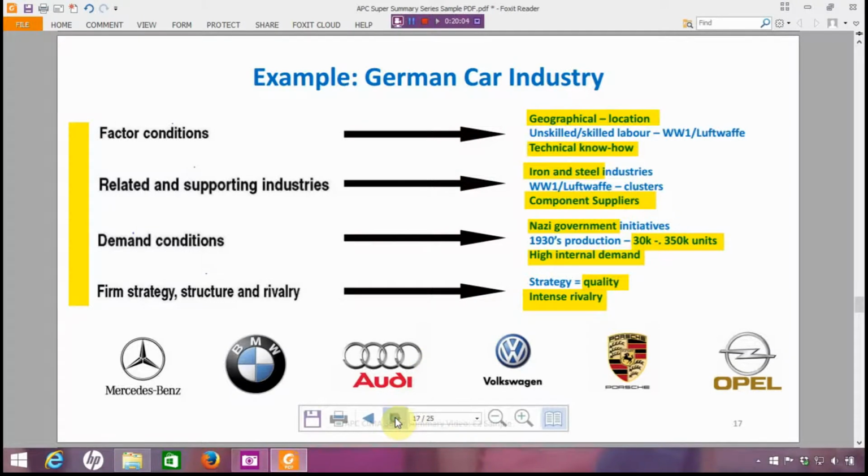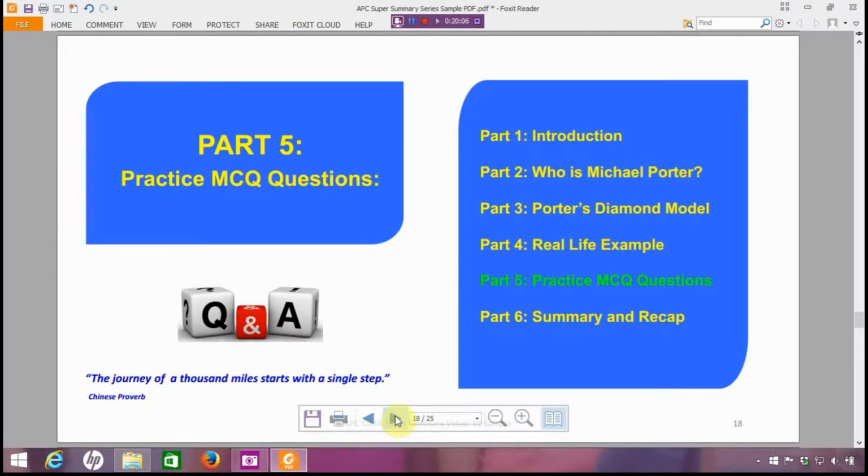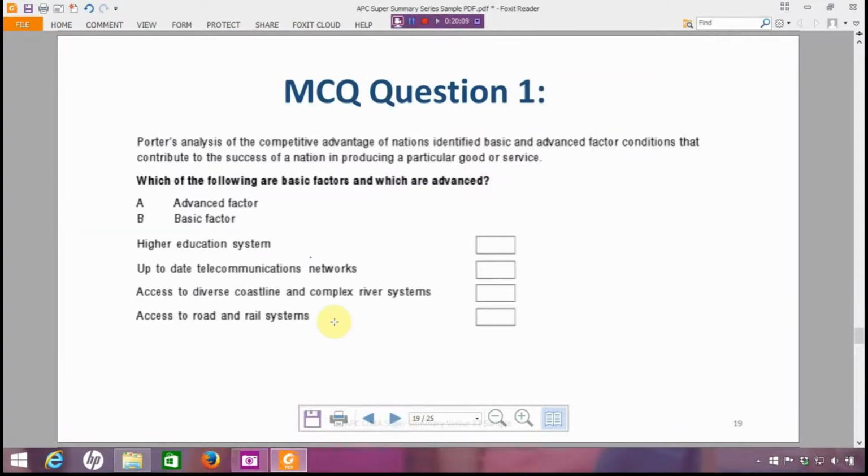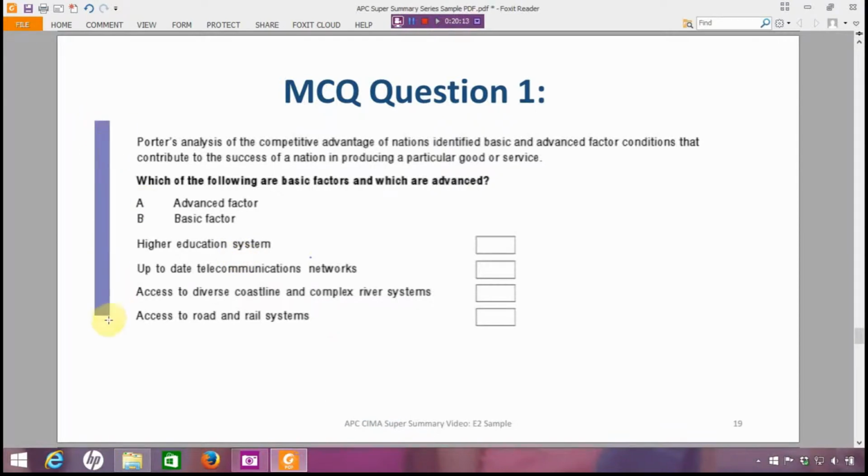Okay. So in terms of the practice MC questions, I've set this up for you in basically two ways. The first area here is just the question itself. I'm just going to give you a moment just to look through that question.